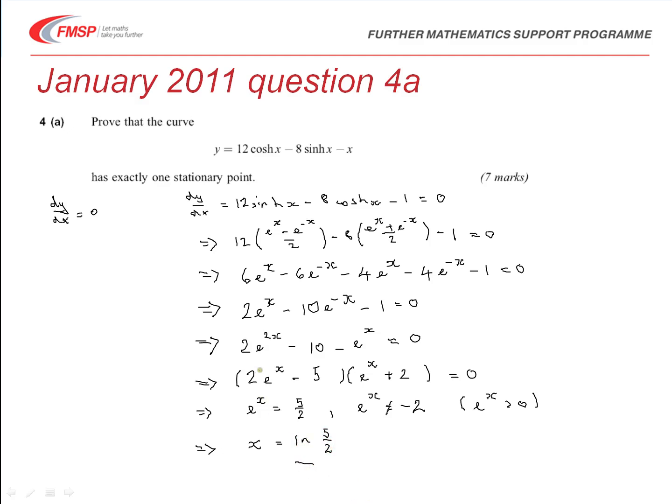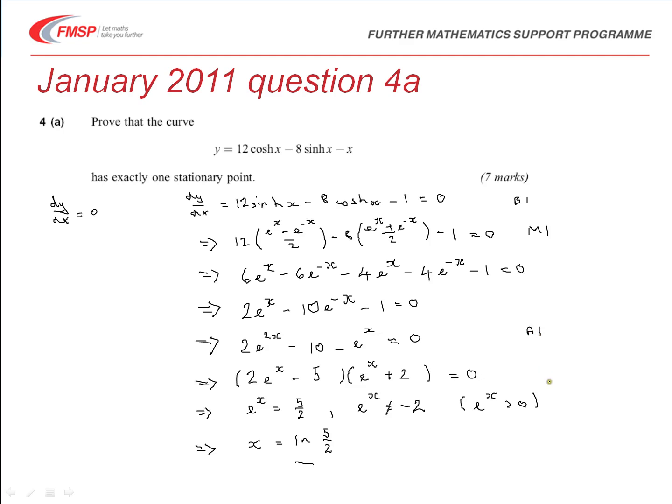Okay, and that's worth a total of 7 marks. So where's our 7 marks going to come from? Well, initially we've got the fact that there is 1 mark for being able to differentiate this correctly. For then using an appropriate method by substituting the forms of cosh and sinh will give you a mark. For obtaining this appropriate expression in terms of e to the x and e to the 2x gives you a mark.